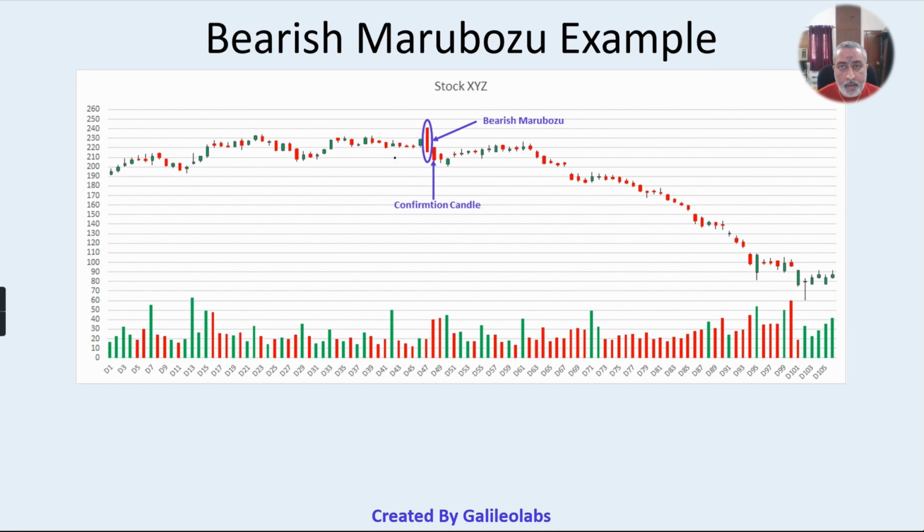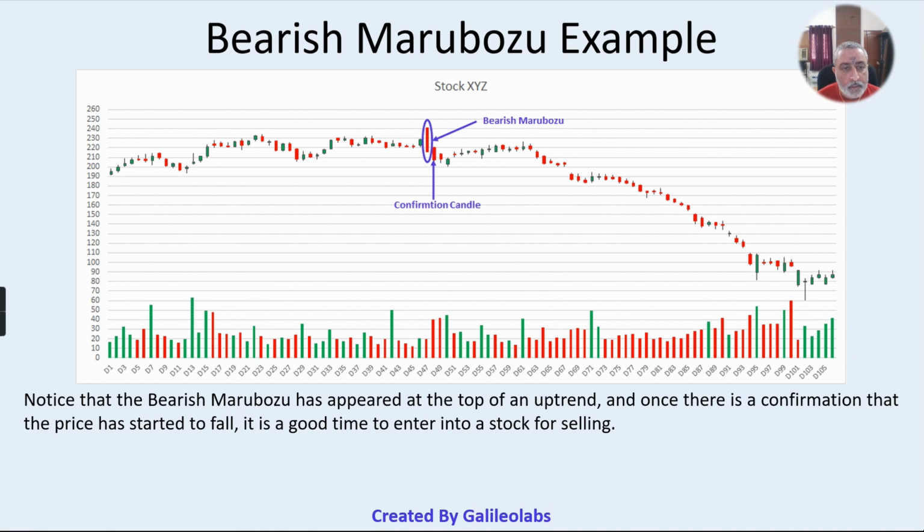Now see, this is the example of a Marubozu candle. The best way to recognize a Marubozu candle is that it will be very long as compared to other candles, and it will either have no wick or only one wick. See, notice that the bearish Marubozu has appeared at the top of an uptrend, and once there is a confirmation that the price has started to fall, it is a good time to enter a stock for selling.